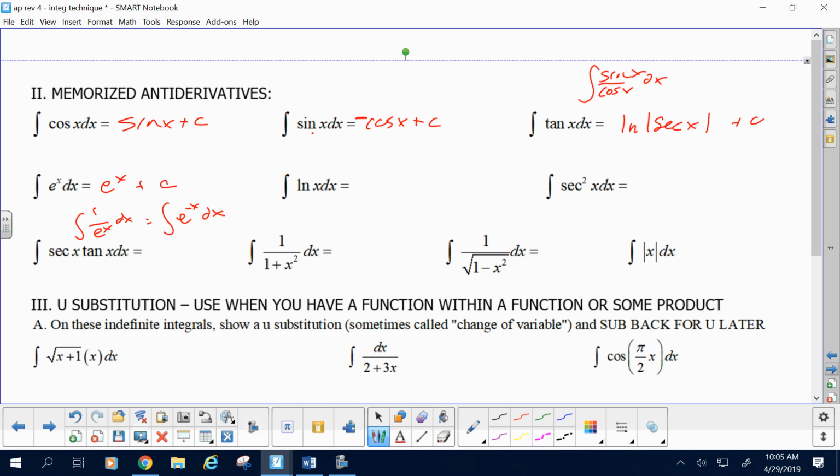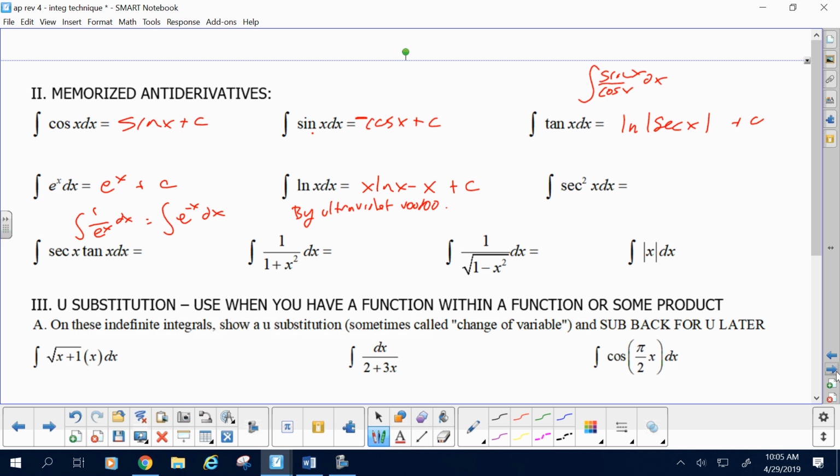The antiderivative of natural log of x is x natural log of x minus x plus c. It's by ultraviolet voodoo. I don't know if you really need to have that memorized, but I want you to be prepared in all cases.